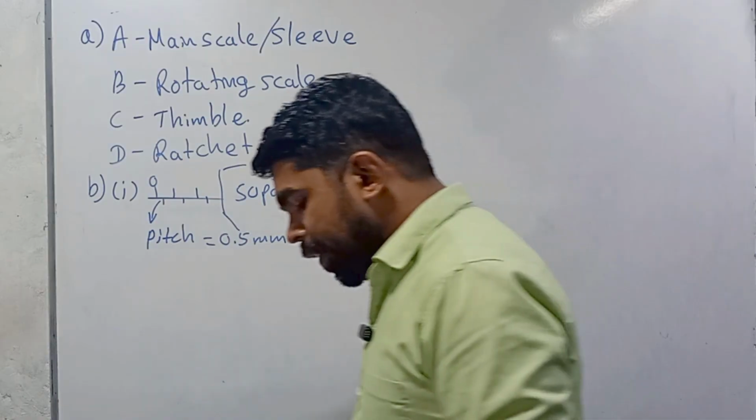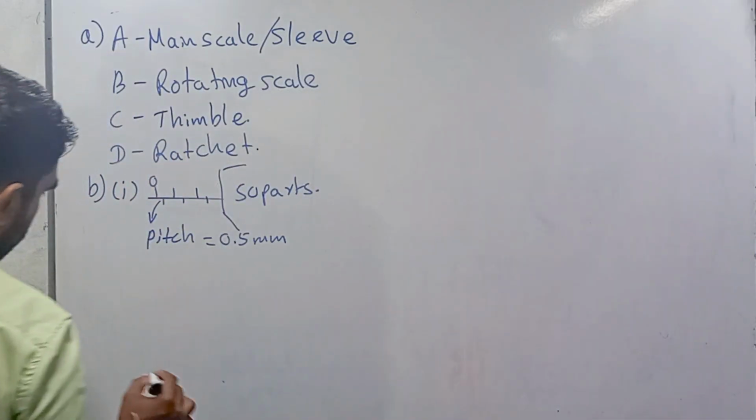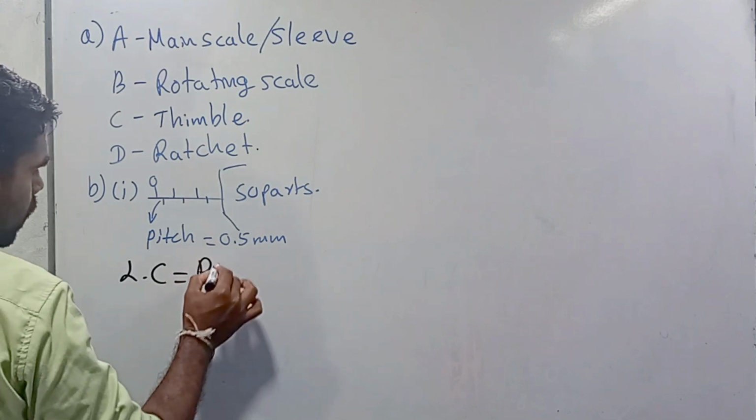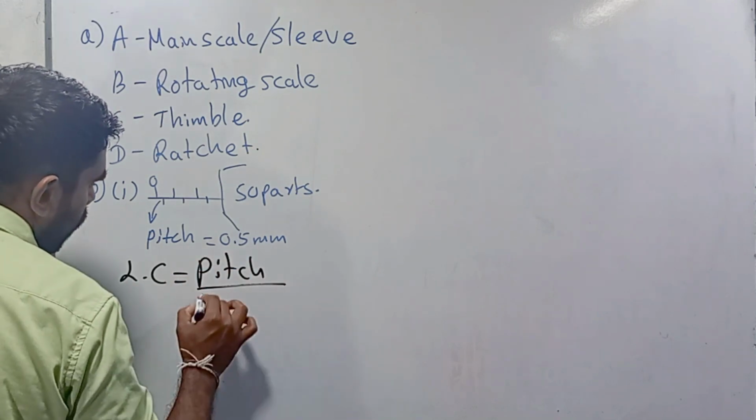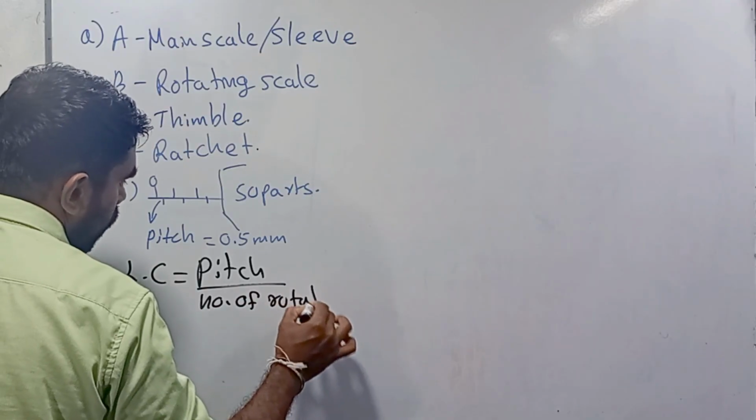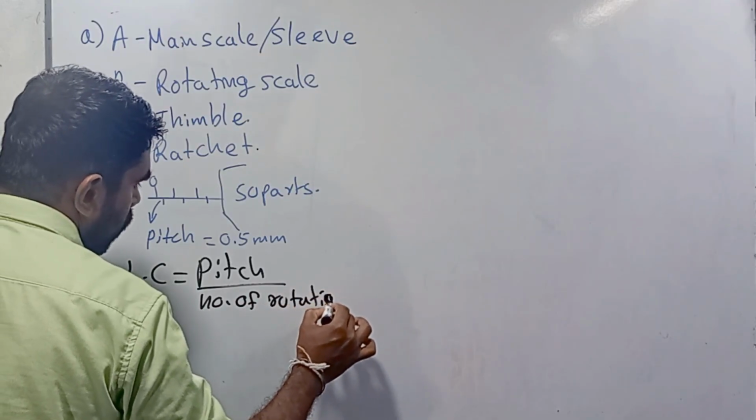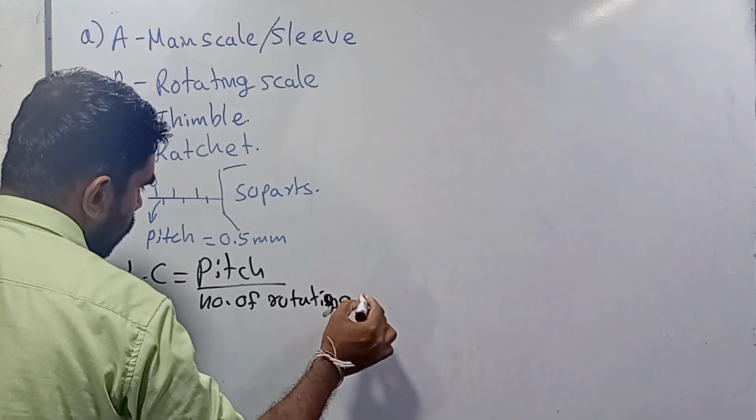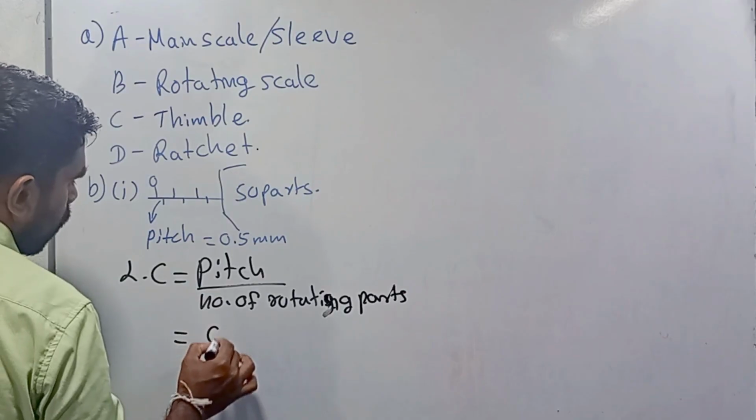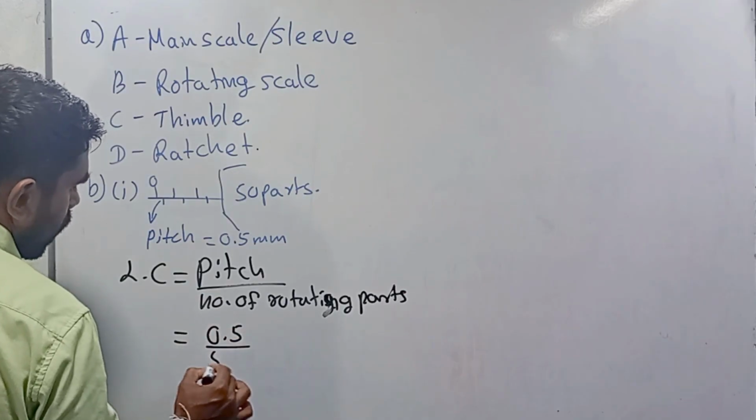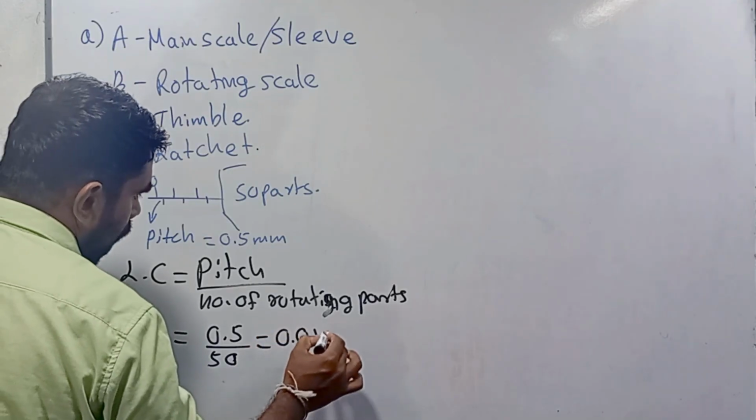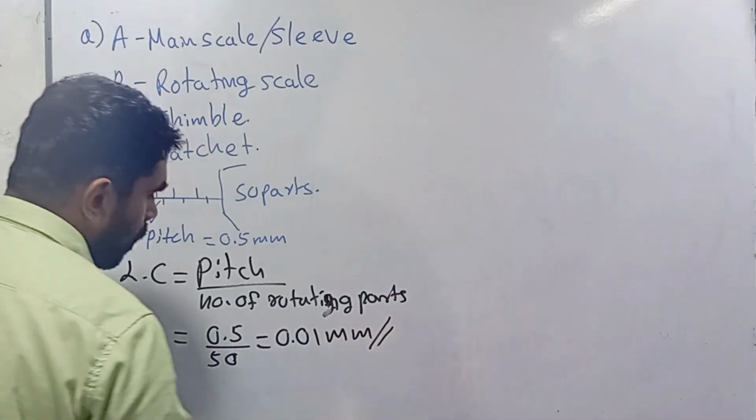Then we can write the equation for least count. Least count for the micrometer screw gauge is pitch divided by number of rotating scale parts. Pitch 0.5 divided by number of rotating scale parts 50. Then we can obtain the answer: 0.01 millimeters.